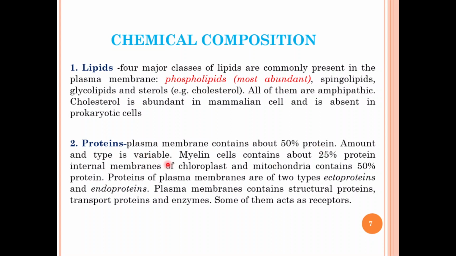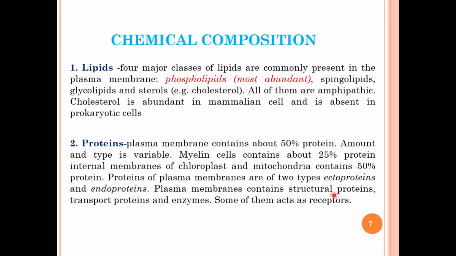Amount and type is variable. Myelin cells contain about 25% protein. Internal membranes of chloroplast and mitochondria contain 50% of protein. Proteins of plasma membranes are of two types: ectoproteins and endoproteins. Proteins which are present in the plasma membrane are of two types. The first one is ectoproteins and the second is endoproteins.